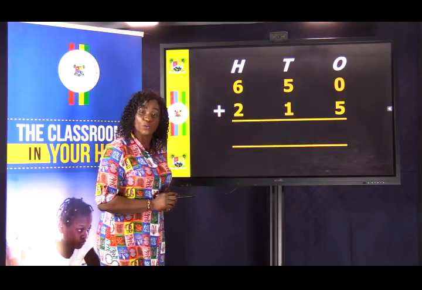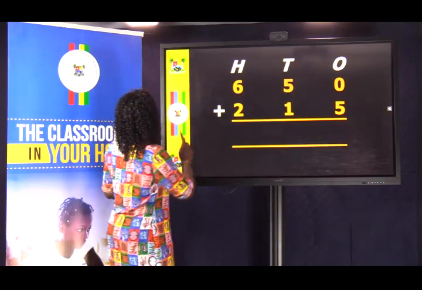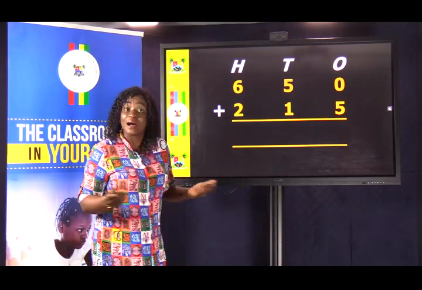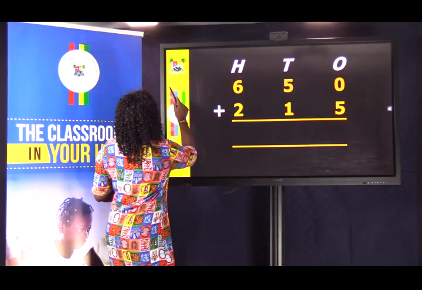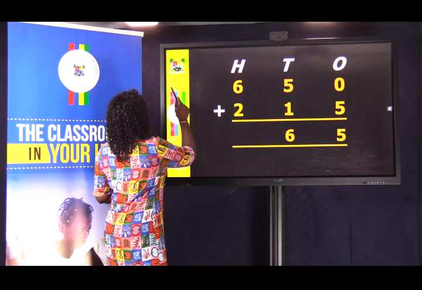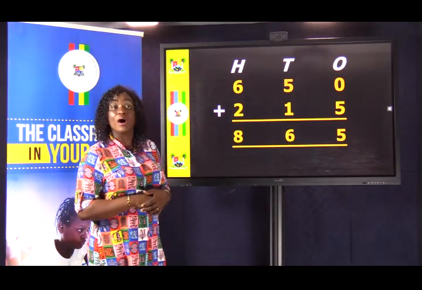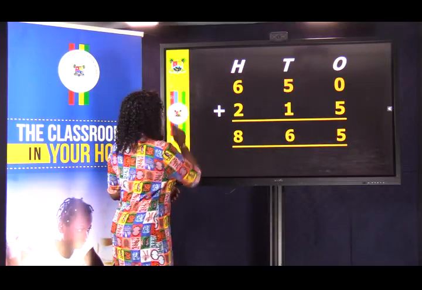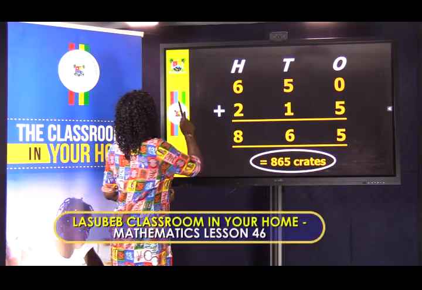The sign you are working with is very important. 0 plus 5. I have 5 apples and I'm not giving anybody my 5 apples. So how many apples do I still have? That is 5. 0 plus 5 is 5. 5 plus 1 is 6. And 6 plus 2 is 8. So what's the total amount of eggs Dupe has now? That is 865 crates.